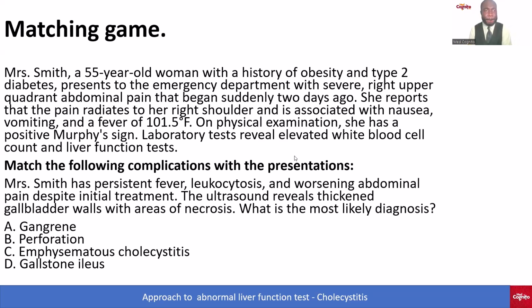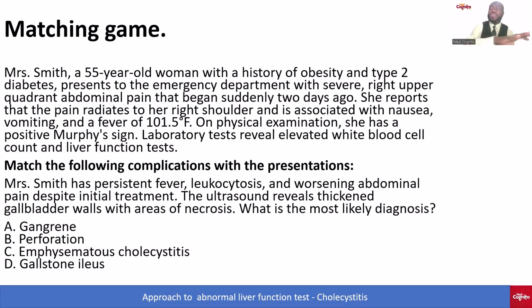So Mrs. Smith has persistent fevers, leukocytosis, and worsening abdominal pain despite the initial treatments. The ultrasound reveals thickened gallbladder walls with areas of necrosis. What is the most likely diagnosis?